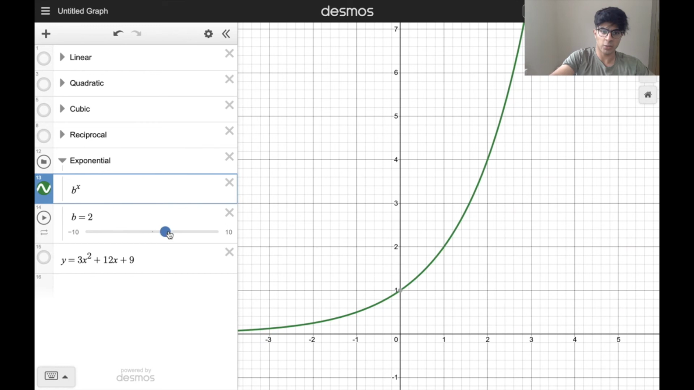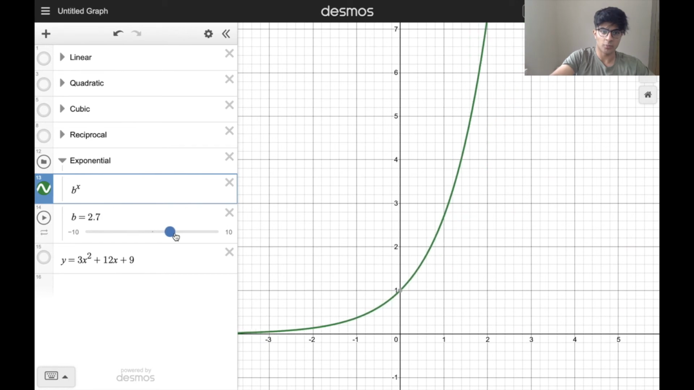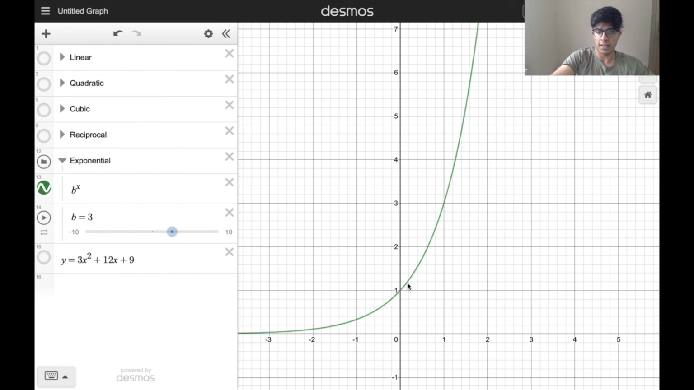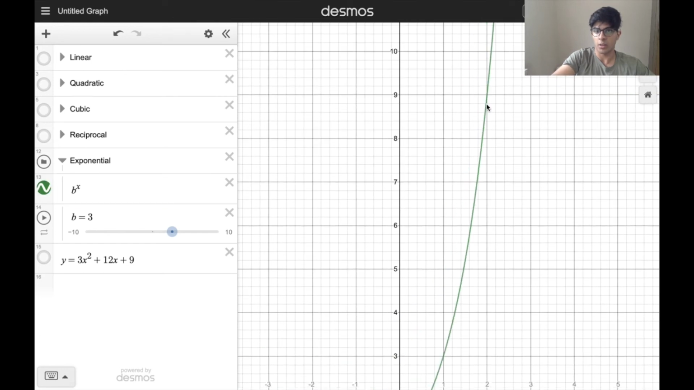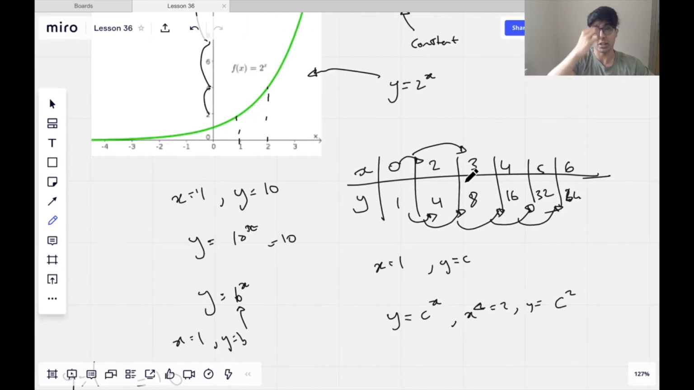So say it's 3 to the x, right? When we look at x equals 1, we have 3. Okay, x equals 2 should then be 3 squared, which is 9. So we go to 2, and there we go, it's 9. That's the way we can check if it's an exponential graph.